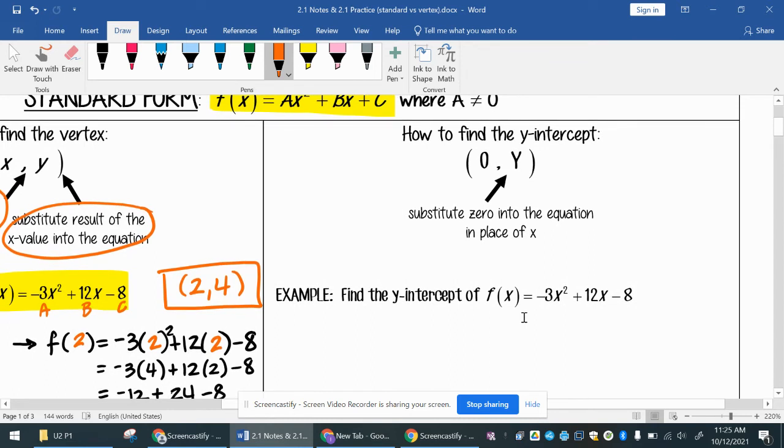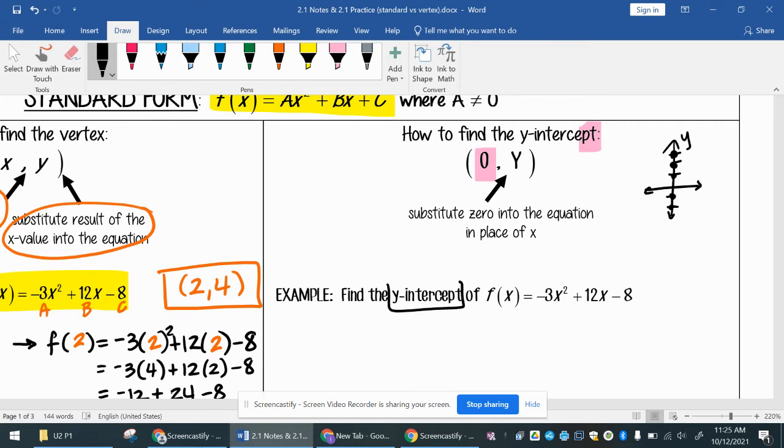All parabolas have a y-intercept. No matter how skinny or wide a parabola is, it'll always intersect the y-axis. So remember that the word intercept ends in pt. Y-intercepts always begin with 0, so any point on the y-axis, right? Any point on the y-axis. This one, this one, this one, right? All of these have an x value of 0.